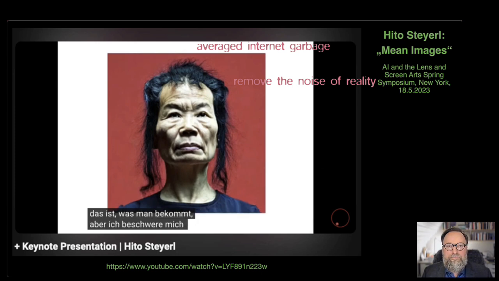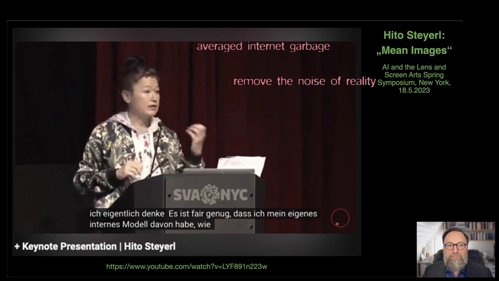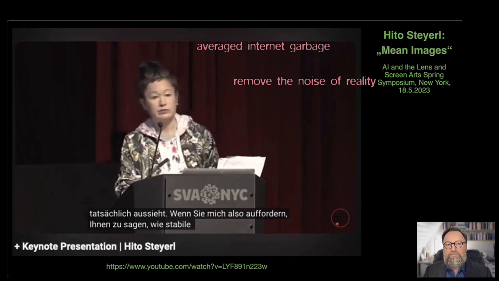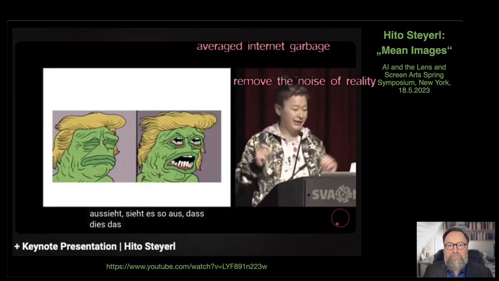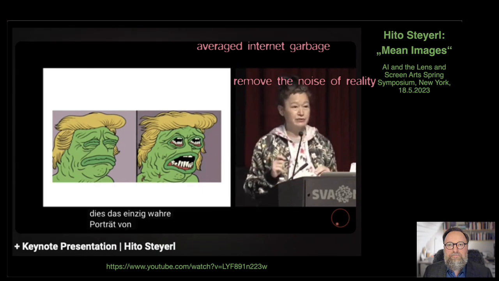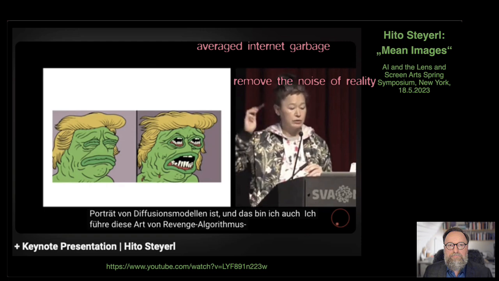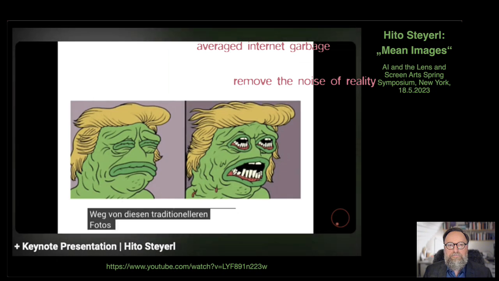But I'm not complaining, because actually I think it's fair enough. I have my own internal model of what stable diffusion actually looks like. So if you prompt me to tell you what stable diffusion looks like, it looks like this. This is the one and only true portrait of diffusion models, and I'm running this kind of revenge algorithm operation in my own head. So the question is, what happened on the way from these more traditional photographs to what I call statistical renderings? What happened?